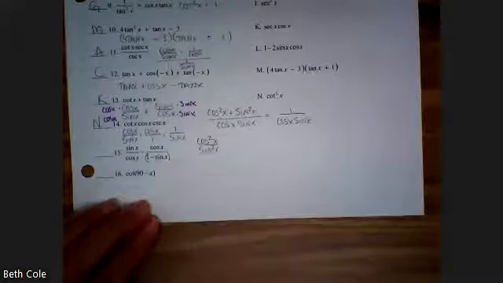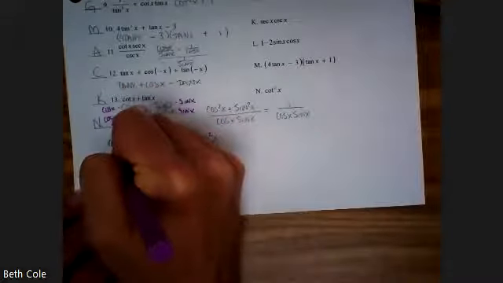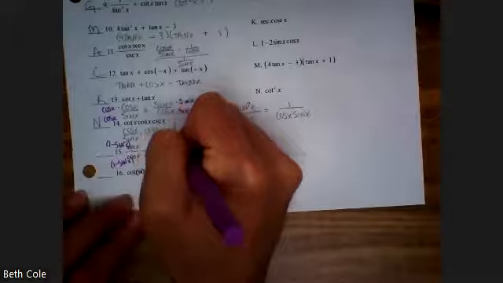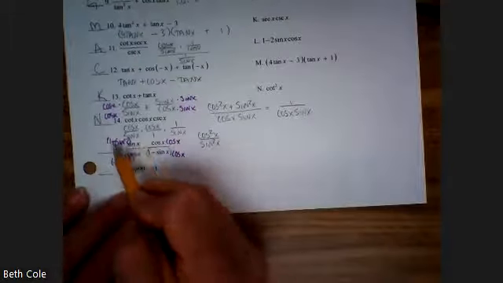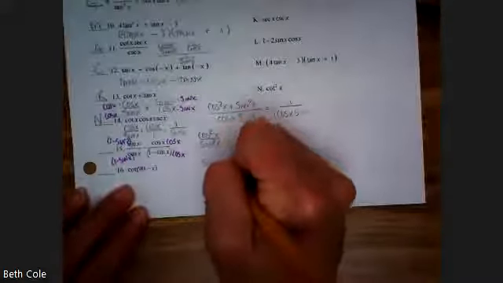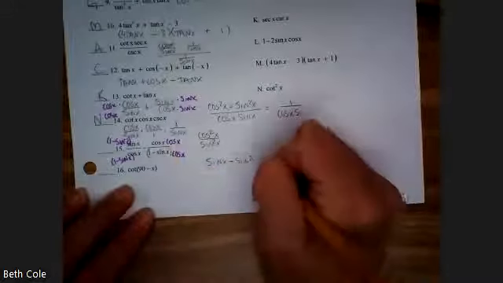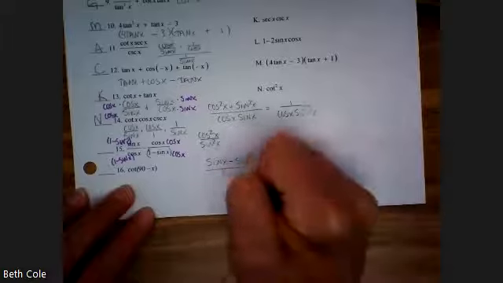Here, just like in number 13, we're going to need a common denominator, which is going to be cosine times 1 minus sine. So unfortunately, this one needs 1 minus sine, and this one needs cosine. So I'm going to distribute this sine into this parentheses. So that would be sine minus sine squared. And then minus cosine times cosine would be cosine squared. And then it's over the common denominator.